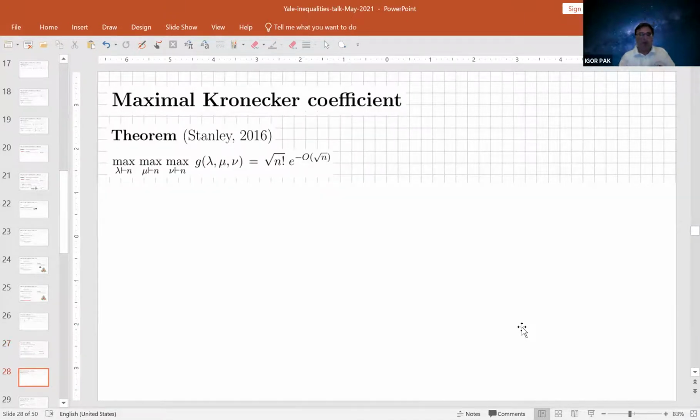Just like before, I want to talk about the maximum Kronecker coefficient. Stanley found, but never actually published or even gave a hint of how he would go about proving that. He basically said everyone should think about that. If you look at all possible lambda, mu, nu and look at the maximal Kronecker coefficient, it turns out, according to him, it's basically the same as the maximum dimension. There is the same square root of n factorial going on. So we thought that we would prove that as well.